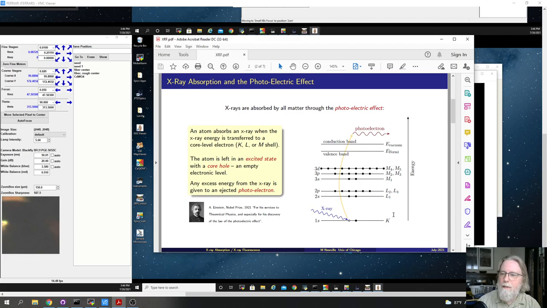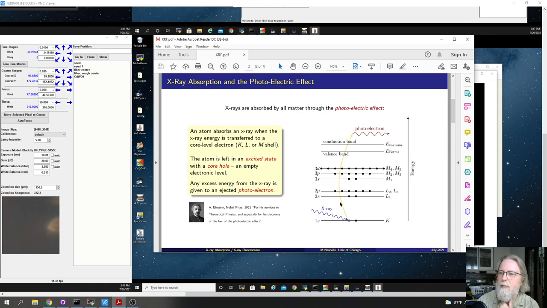This leaves the atom in an excited state, and there's a hole in the core, or a core hole, an empty electronic orbital. And we get a photoelectron. Should note that this was what Einstein got the Nobel Prize for, with describing the photoelectric effect. It was foundationally important in understanding quantum mechanics, as well as understanding the electronic structure of atoms.